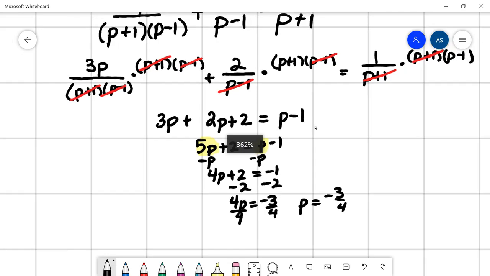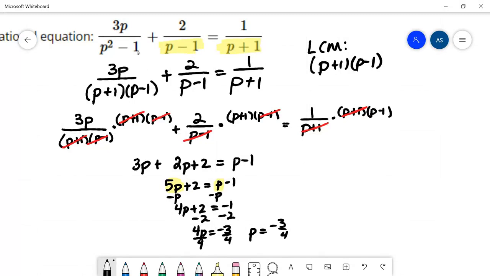So zooming out for a second here, there's one last thing that we need to double check. We need to make sure that we never make the denominator equal 0. So if I were to substitute this negative 3/4 in for p, I don't get a 0 in the denominator. Division by 0 is undefined, so we just have to check for that. For this one, we never get a 0 in the denominator, so we're going to be able to keep that solution.